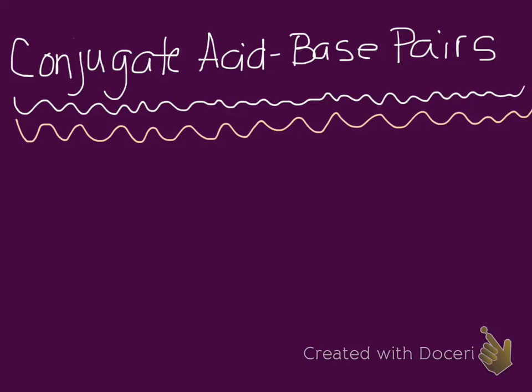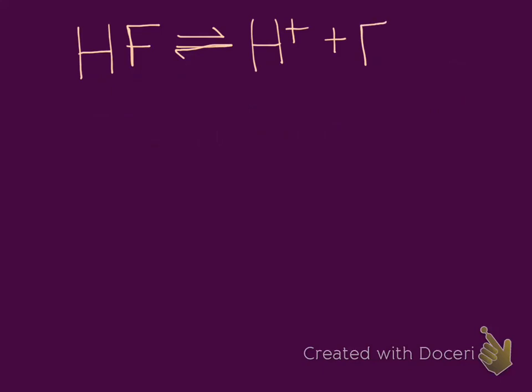So let's start with a weak acid. We'll start with HF. That is a weak acid. And let's write the dissociation for that. So we know that this breaks up. You can also write this with water. The only difference is you'll get the hydronium ion instead of H+, and they're really the same thing.